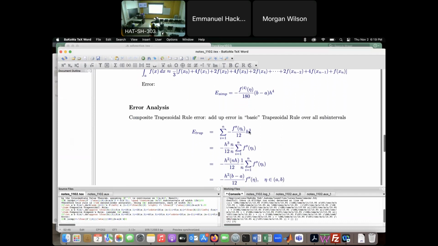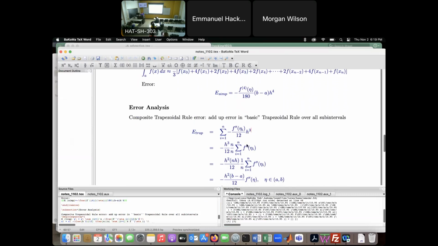So what we have here, what's being summed up is the error in the regular Newton Cotes trapezoidal rule. And that's being summed over n subintervals. Each subinterval has width h, so that's why we have h cubed. Because the error formula for the Newton Cotes trapezoidal rule had a factor of b minus a cubed in it, so now h cubed. Each time we're evaluating the second derivative at an unknown point, a different unknown point.